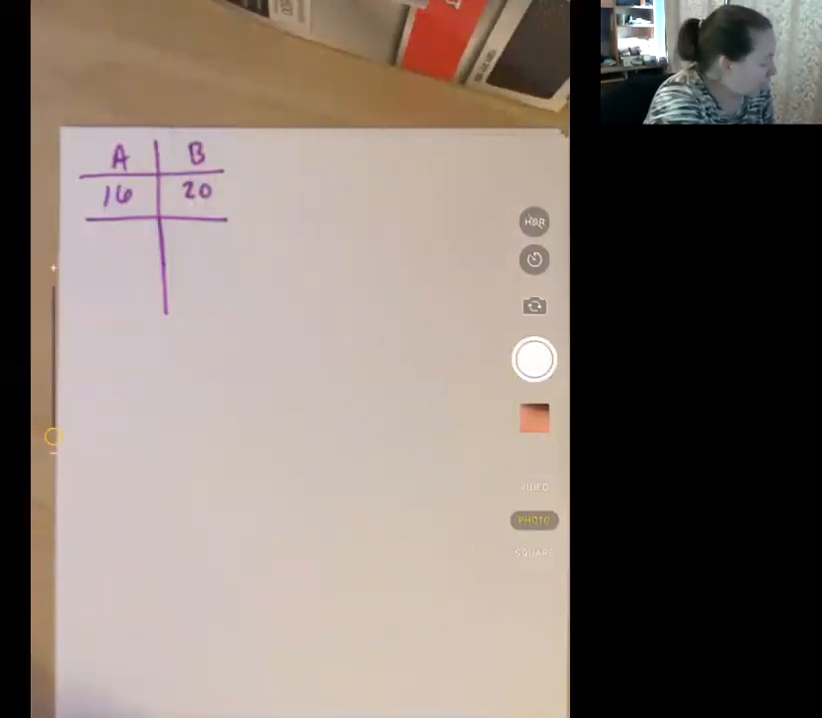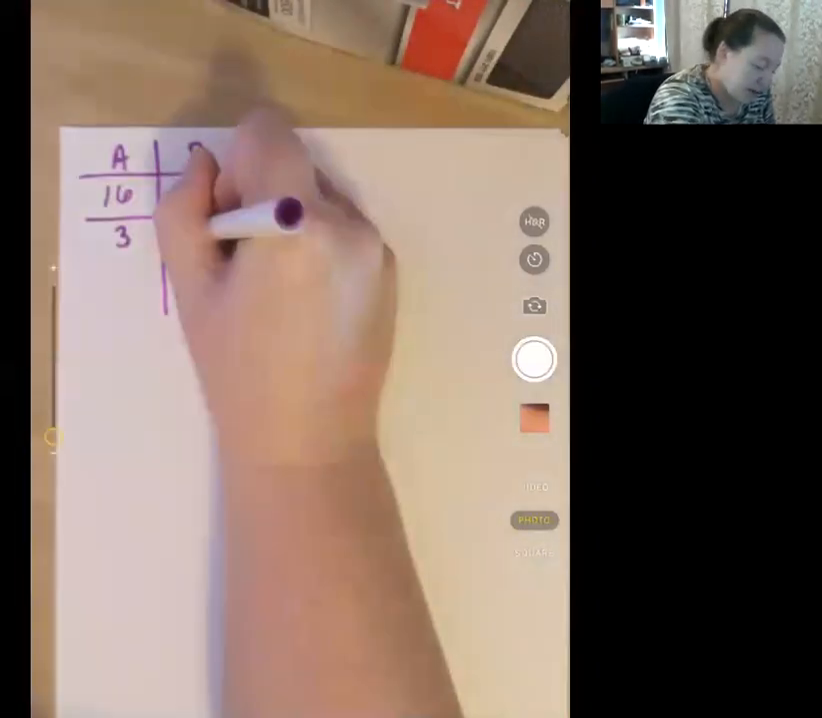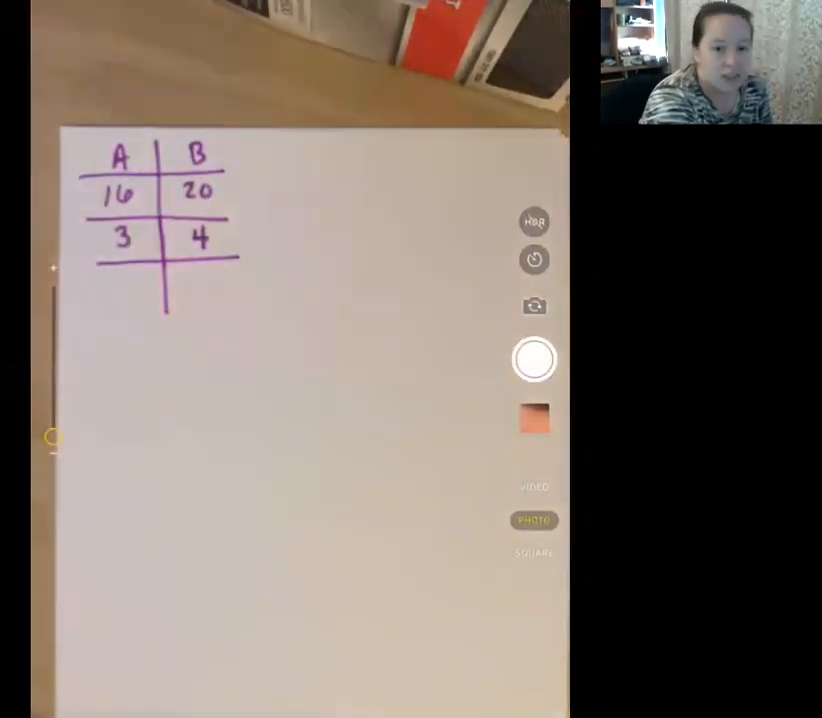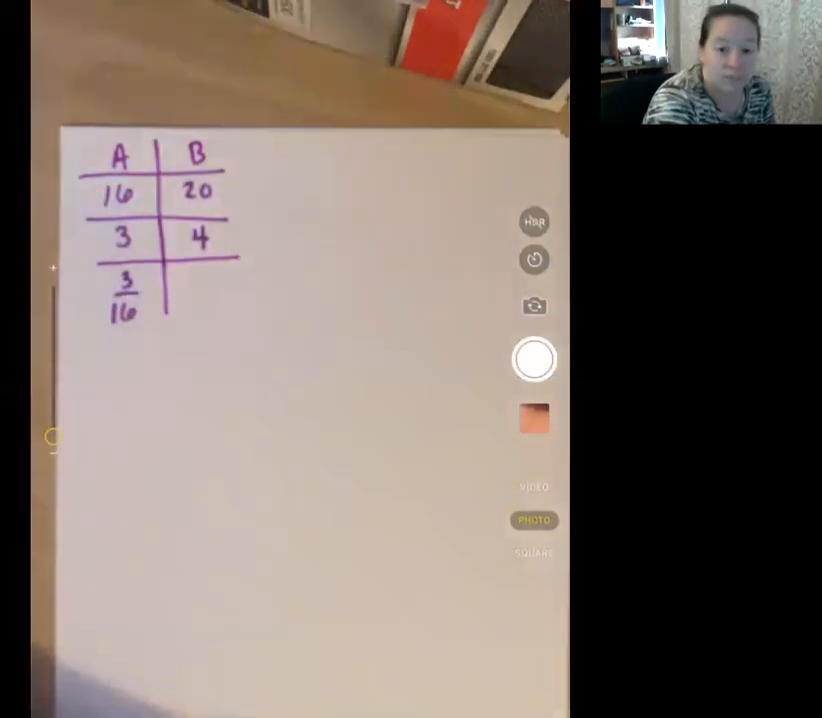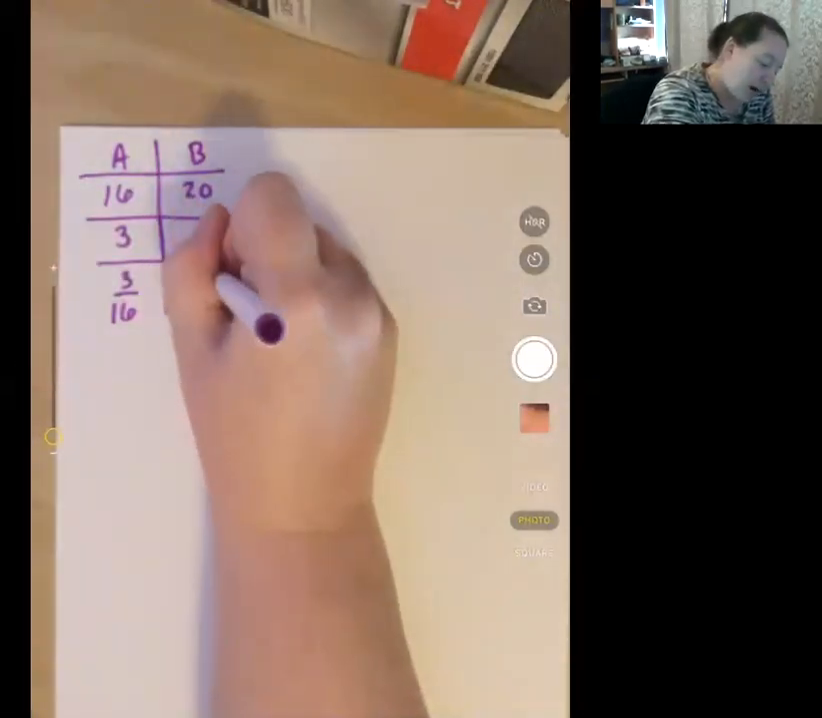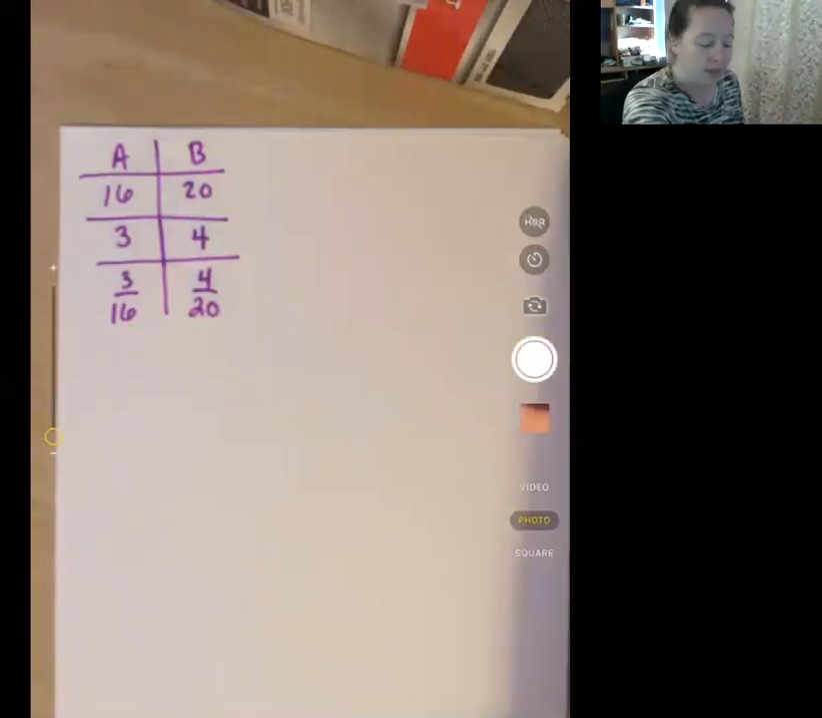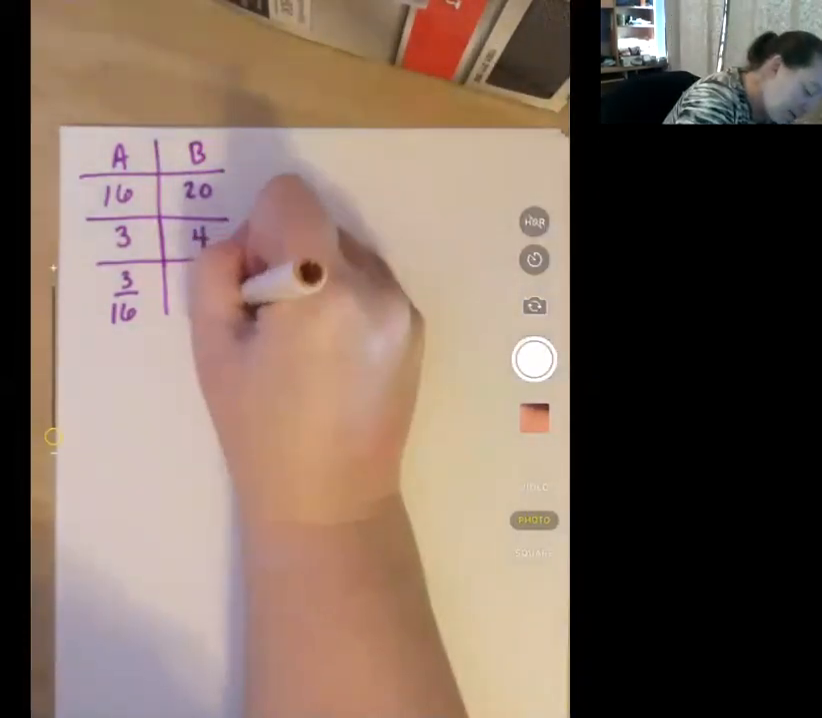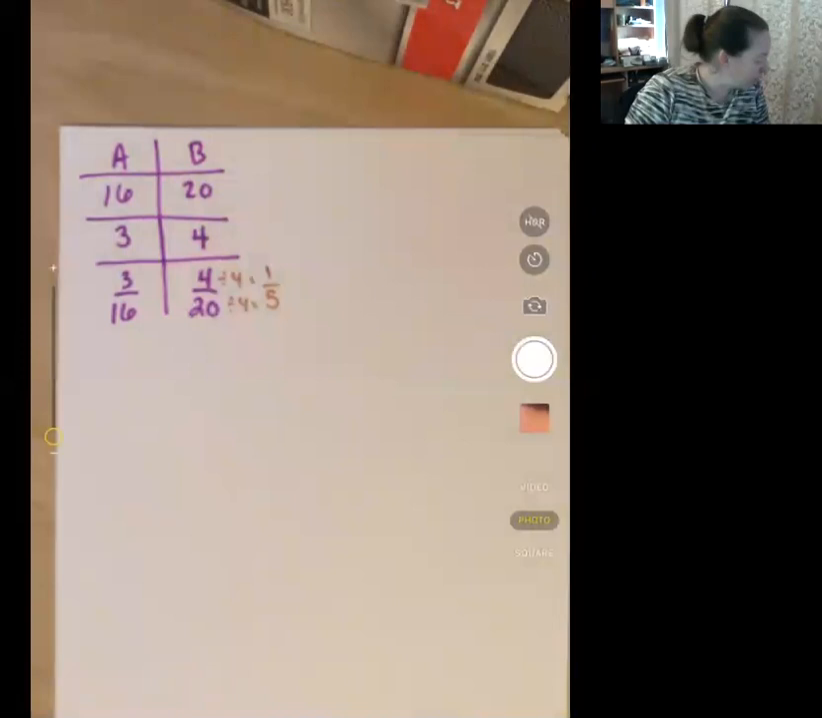How many red balls are in basket A? 3. How many red balls are in basket B? 4. So we now need to put this together and figure out the number of red balls. How likely are you to get a red ball? 3 out of 16 chances to get a red ball in basket A, and 4 out of 20 chances to get a red ball in basket B. We could also divide out that 4 so that we would end up with a 1 out of 5 chance in basket B. Yeah, basket A has 16. Okay.